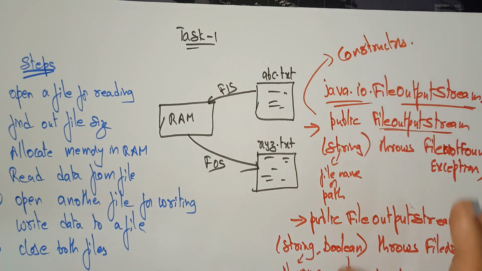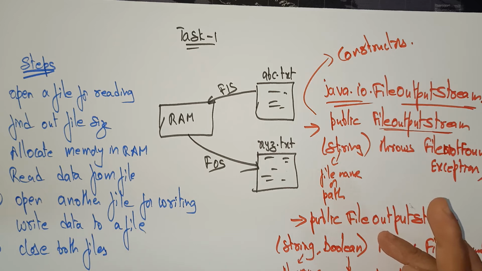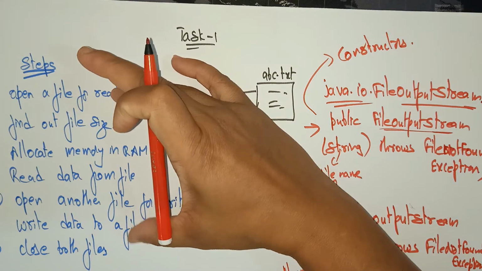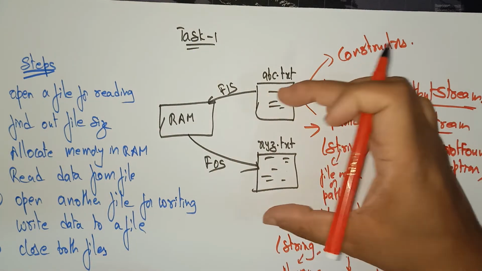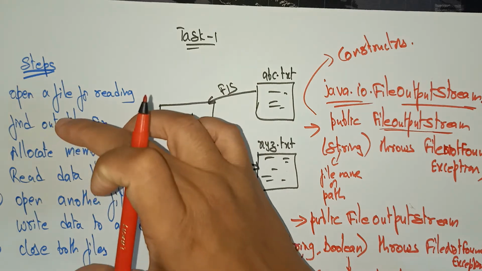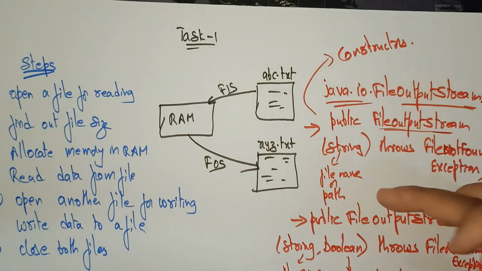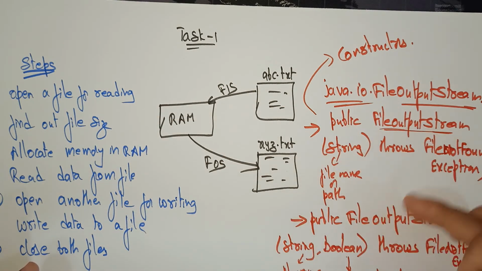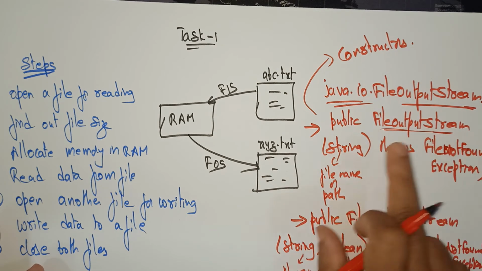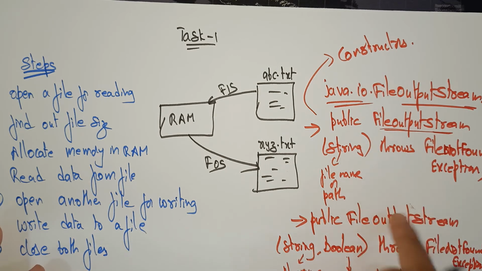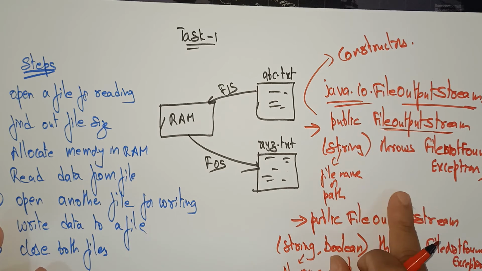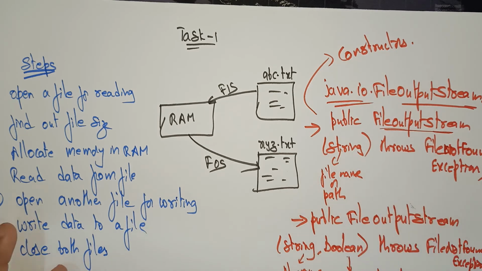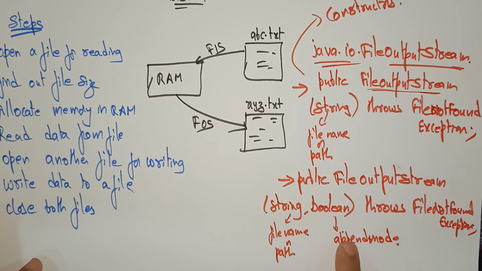So in this video, I'll tell what constructors and methods are required, and what steps we need to follow. In the next video, we will implement these steps for writing the program. So this is the task and these are the steps we require. Two constructors are required. Public FileOutputStream throws FileNotFoundException. This constructor opens a file for writing. If the file is not found, then it throws an exception. And this other constructor is used to open a file for appending.